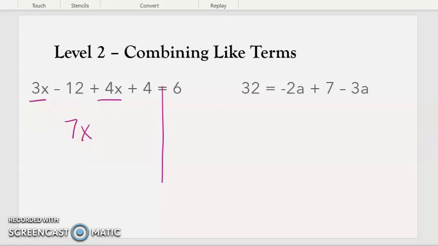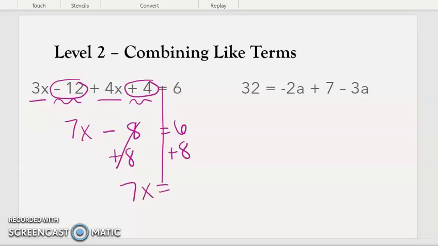And then these guys, these numbers by themselves, we call these constants. So these are just numbers by ourselves and I can combine them. If you want to use your calculator, you can. This is -12 plus 4. So -12 plus 4 would be -8 equals 6. So I put -8 because it's a negative number. And then I just go to my basic solving. I add 8.